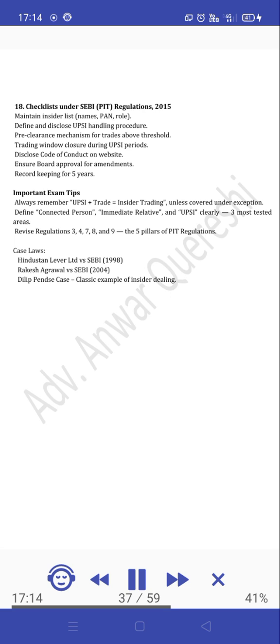Case laws. Hindustan Lever Limited vs. SEBI 1998. Rakesh Agarwal vs. SEBI 2004. Dilip Pendse case. Classic example of insider dealing.